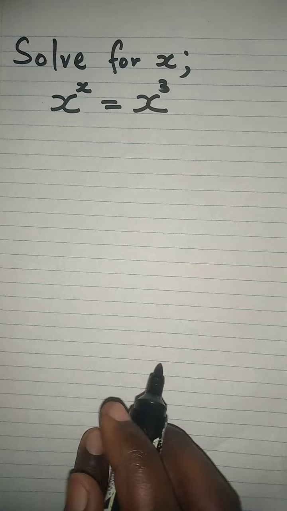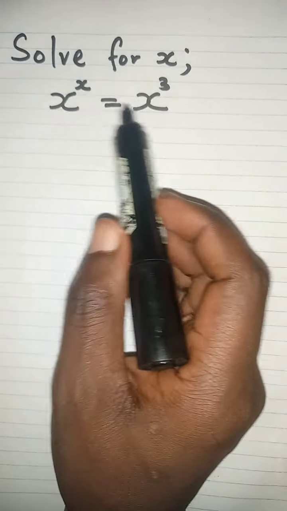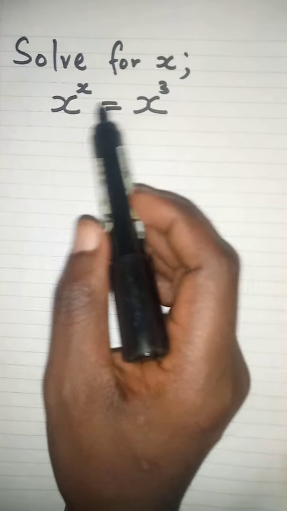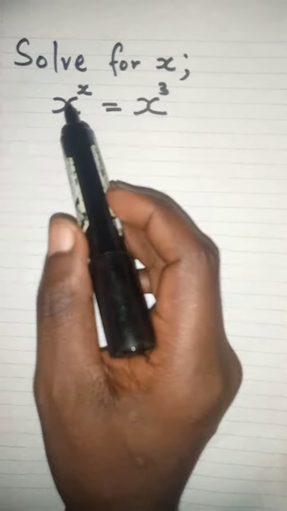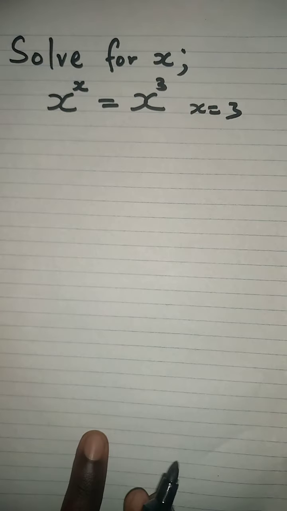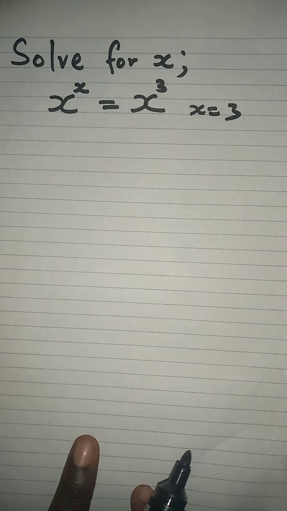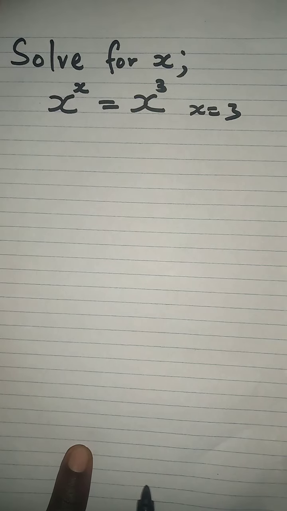By observation, if you can see the same base, with a power raised on one side and also a power raised on the other side, then it goes without saying that the value of x is equal to 3, because of the same bases.